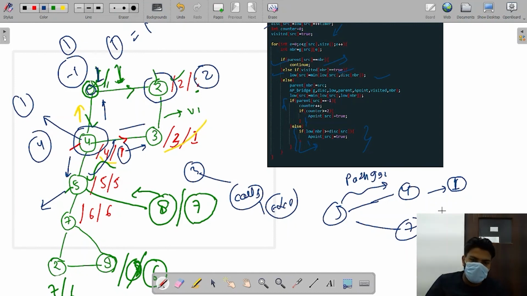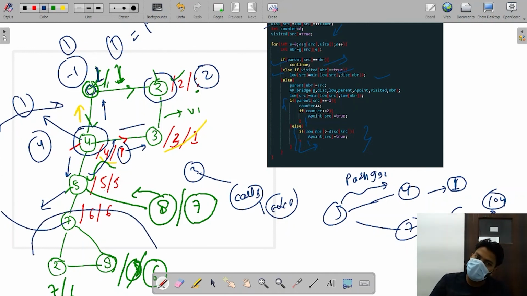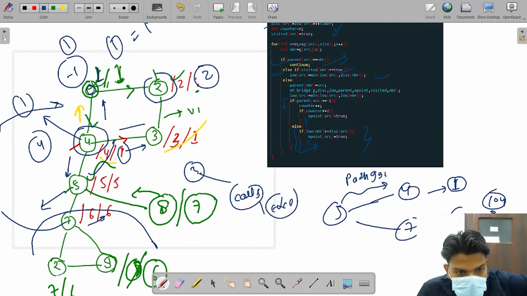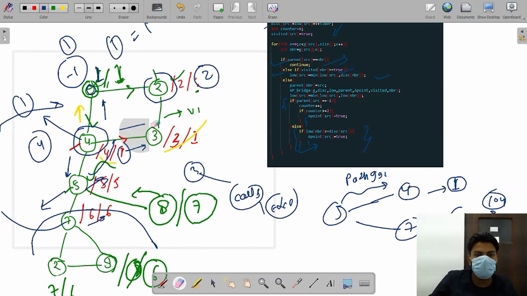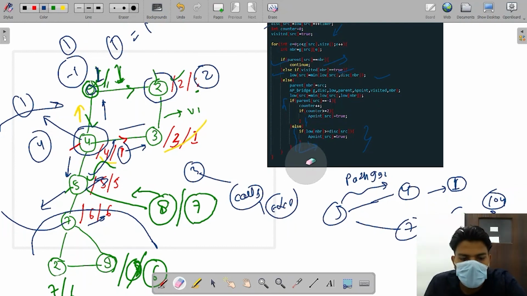What we find out is that at 7, 6 is our low value, which is bigger than 5. So it cannot go backward. The existence of 7 will always be here, so the low value of this is 6, which is bigger than our source value. So this is our articulation point. I hope you understand what I am saying. So thank you so much.